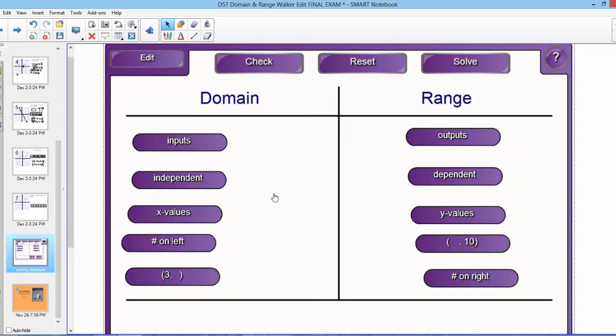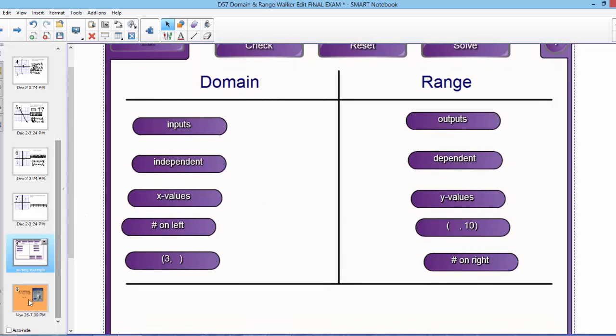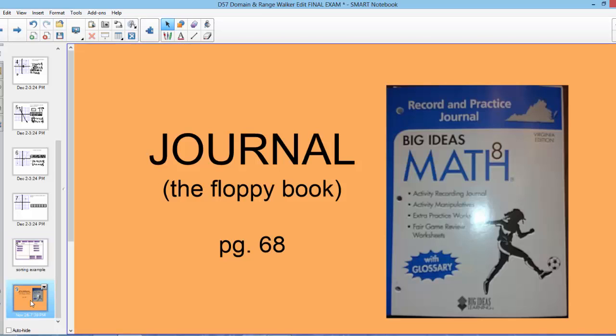So if you could copy this down, you can pause the video real quick if you need more time to copy it down. Otherwise, move on and start your homework.